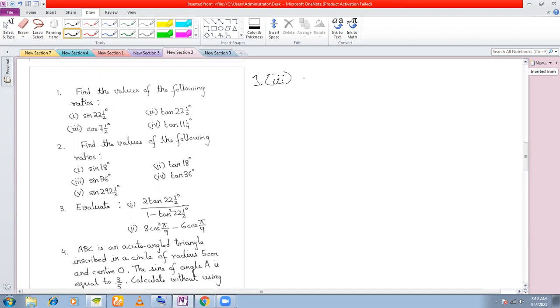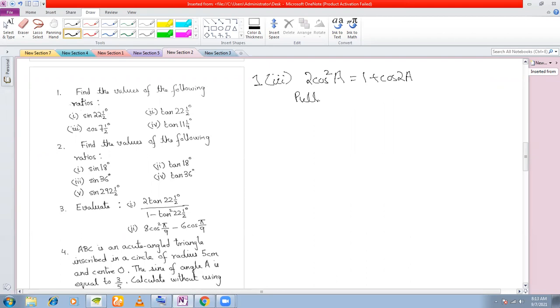So therefore, you are going to proceed exactly in the same manner. 2 cos square a is equal to 1 plus cos 2a. This is the formula that we are going to start with, because cos 2a we are going to need, because the double of 7.5 is 15.